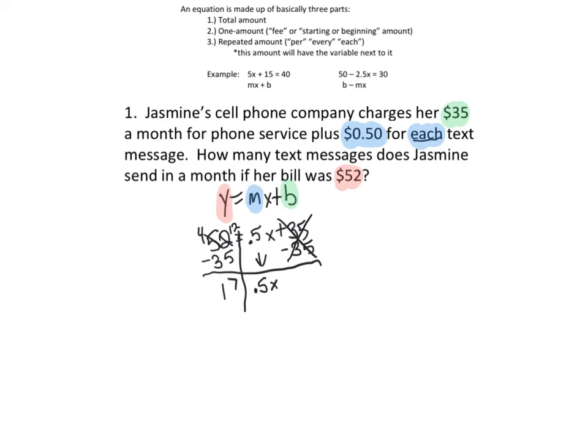So 0.5x really means 0.5 times x. So what we're going to do is do the opposite of that. So instead of multiplying 0.5 times x, we're going to divide by 0.5. What we do to one side, we do to the other. So the 0.5s cancel out.